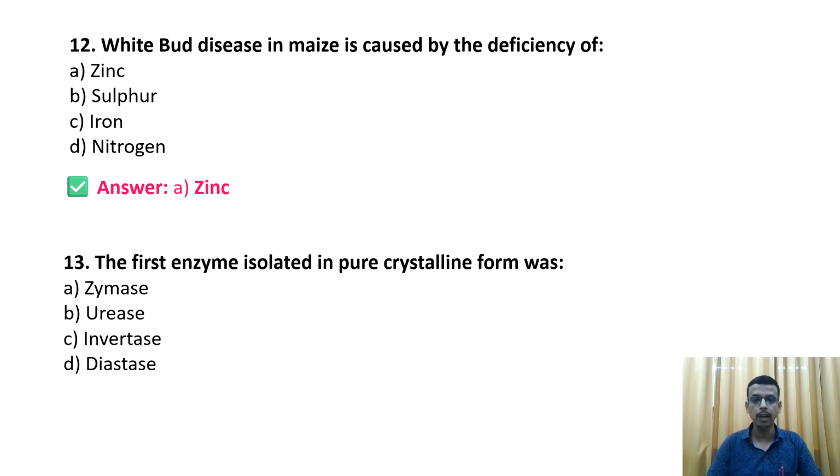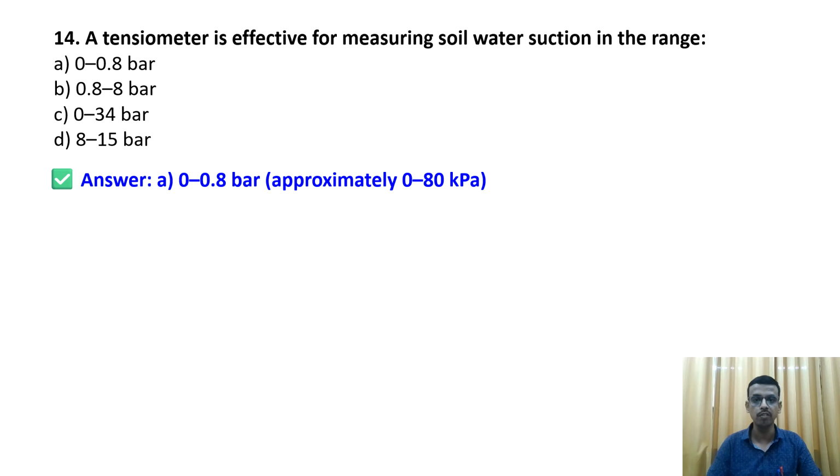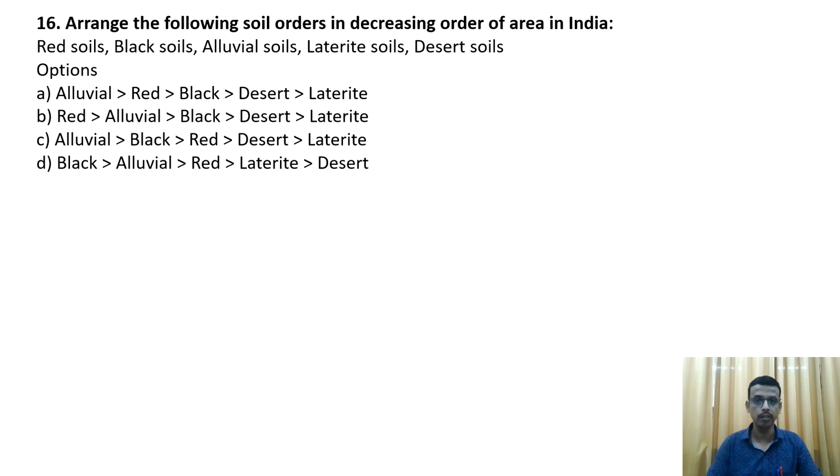Then the first enzyme isolated in pure crystalline form is urease. Then coming to the tensiometer, it is effective for measuring soil water suction in the range of, as I also told in my previous lecture, 0 to 0.8 bar, meaning 0 to 80 kilopascal. Number 15, the root interception theory was proposed by Barber. Again, the carrier hypothesis given by Epstein is important, though I have not mentioned it here.